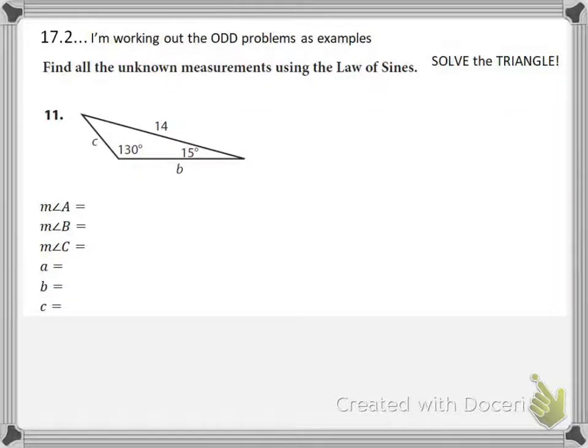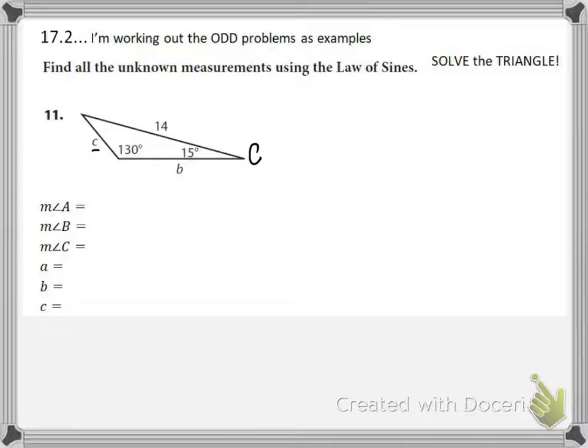Let's do number 11. Number 11, let me first analyze what I know. They told me lowercase c, so I have to say opposite from lowercase c, capital C. I don't really like capital C being something that's not a right angle, but I don't have a choice when they already gave me C for the lowercase side. I have to call the angle capital C.